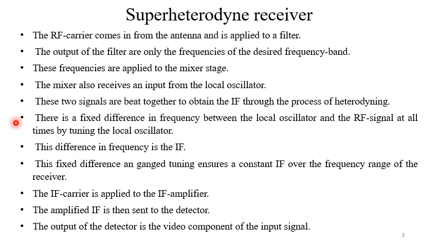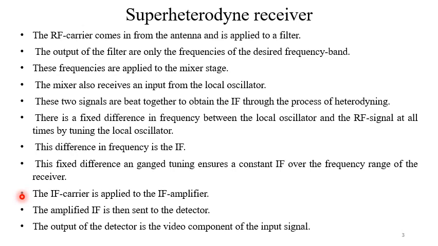There is a fixed difference in frequency between the local oscillator and the RF signal at all times by tuning the local oscillator. This difference in frequency is the intermediate frequency. This fixed difference and gang tuning ensures a constant IF over the frequency range of the receiver.